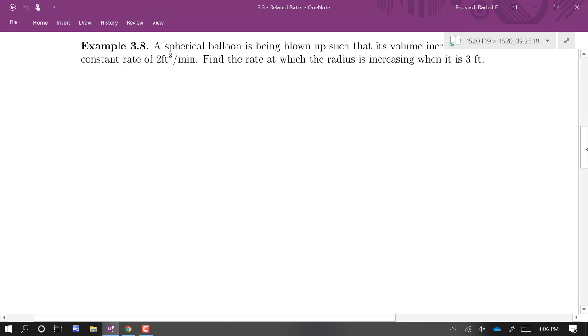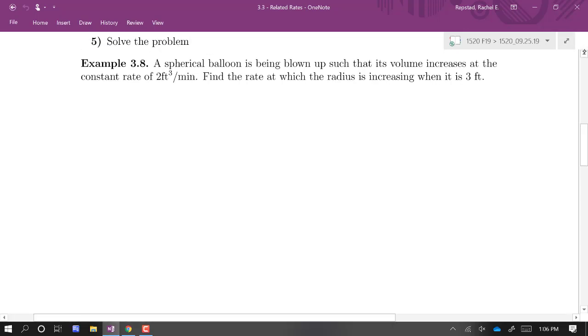So let's begin by looking at this example where they talk about a spherical balloon being blown up. And they tell us that the volume is increasing at a constant rate of 2 cubic feet per minute. That's a rate. Whenever I see a rate, I need to know that's a derivative. They're telling me the value of a derivative. And then they're asking me to find another rate: the rate at which the radius is increasing when the radius is 3 feet.